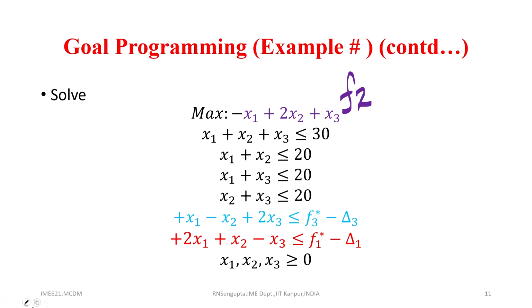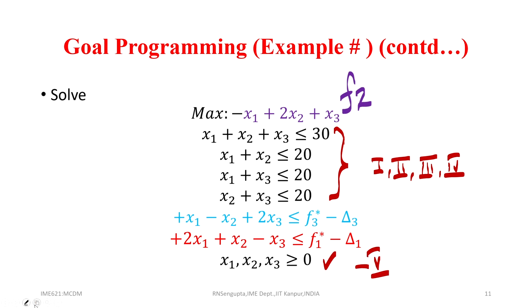Now, I go to the second objective function, which is F2 maximize, and all the constraints remain the same, this 4 and this fifth one. So, 1, 2, 3, 4 and 5, and the two objective functions pushed into the constraints are corresponding to the blue one, which is objective function 2, and the red one is objective function 1. Again less than type, like F1 star minus delta 1 and F3 star minus delta 3.